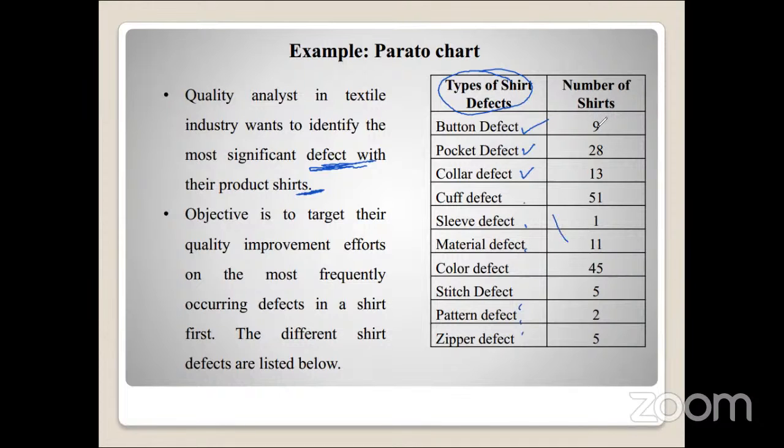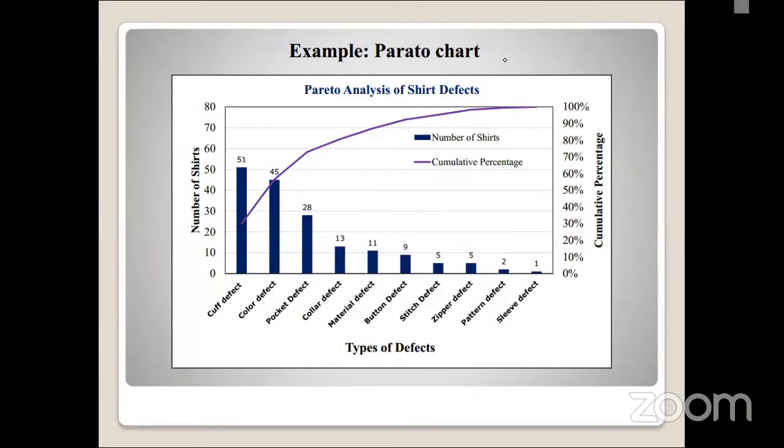Suppose 9 shirts are rejected due to button defect problems, 28 shirts are rejected due to pocket defect problems, and you have such data. Now you want to analyze it through Pareto analysis, and you want to minimize the defects. So where do you want to focus? Will you focus on all the types of defects? No, you have to focus only on 80% of the defects. So let us see this particular chart.